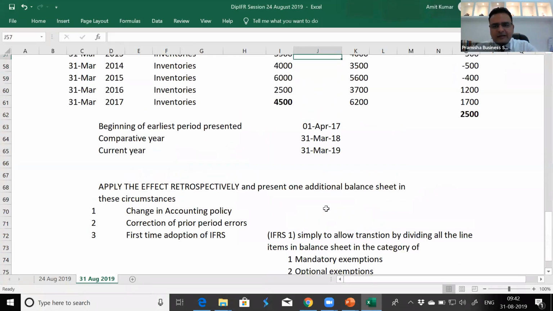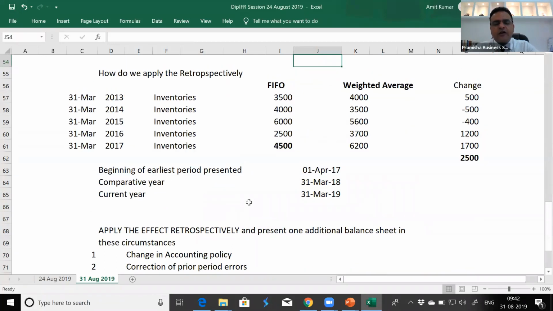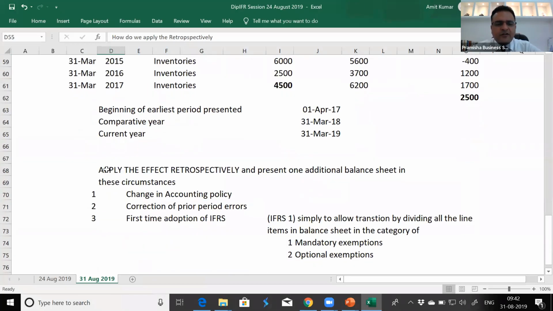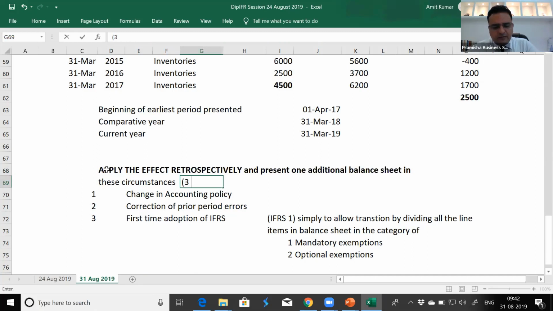So this example is serving three questions: how the retrospective effect is applied, and in these three circumstances. Whenever we apply the effect retrospectively, we need to present 3 balance sheets. Three balance sheets. Which are those 3 balance sheets? Current year, comparative, and one more balance sheet of the beginning of the earliest period presented.